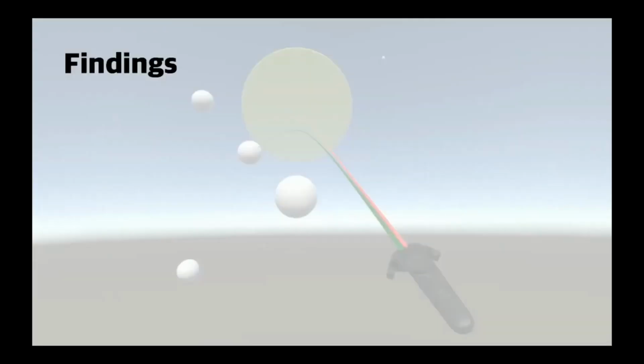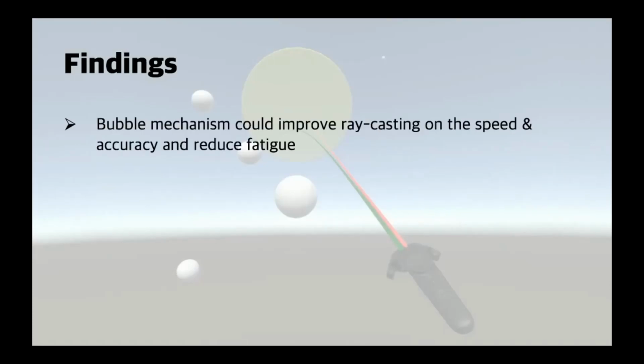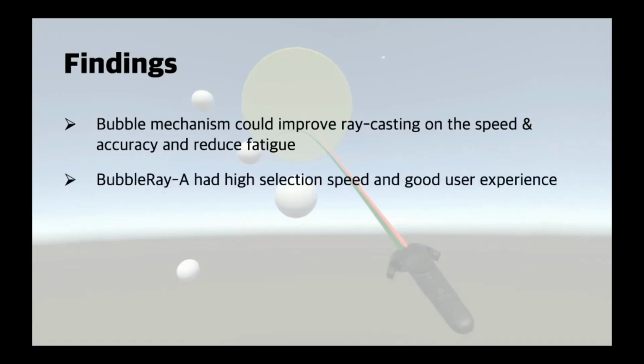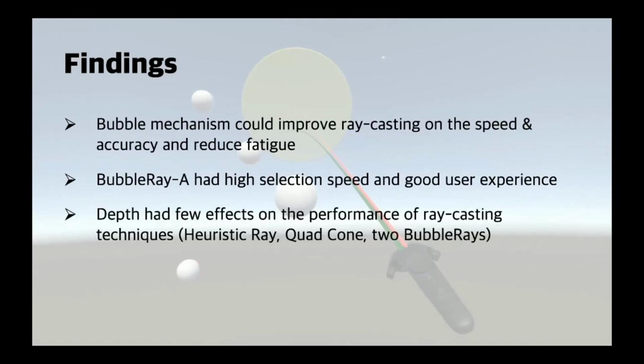So we have several findings from this experiment. First, bubble mechanism could improve recasting on speed and accuracy and reduce fatigue. Second, bubble ray A had higher selection speed and good user experience. Third, our evaluation in general cases was trivial. Advanced recasting techniques like heuristic ray, quad cone, and two bubble rays all have good and stable performance whatever the scenes change. This motivates us to evaluate them in more complicated cases.